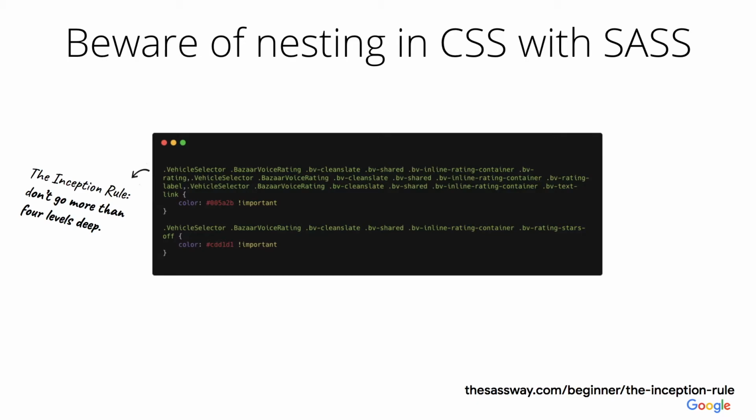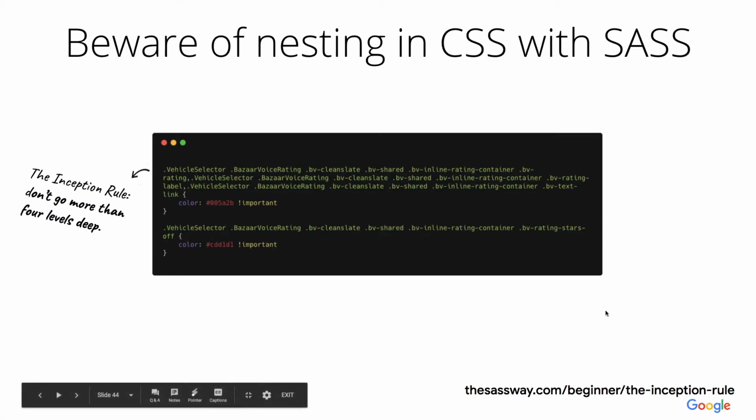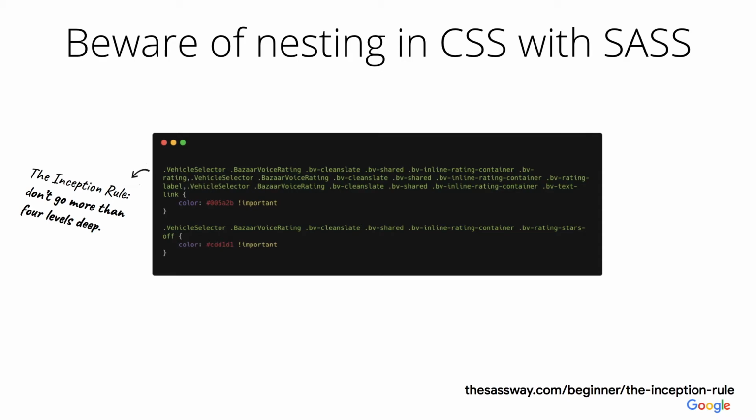So if you use SASS, don't go more than 4 levels deep. It's a common rule called the inception rule, and you can have a look at why it shouldn't be more than 4 levels deep on that link. But long story short, if your selectors are super complicated, the browser will struggle more to calculate them, so it will be slower.